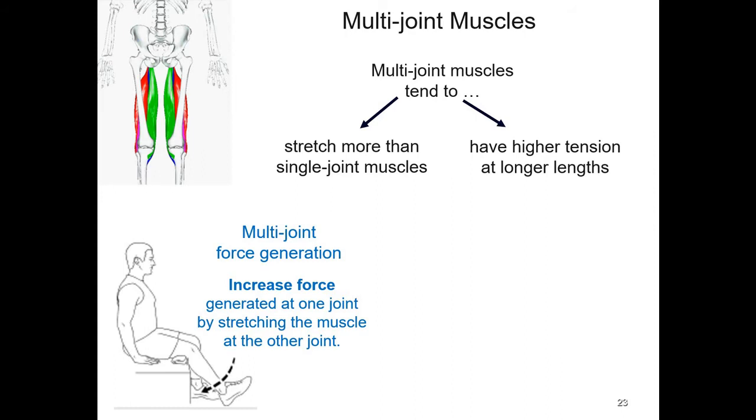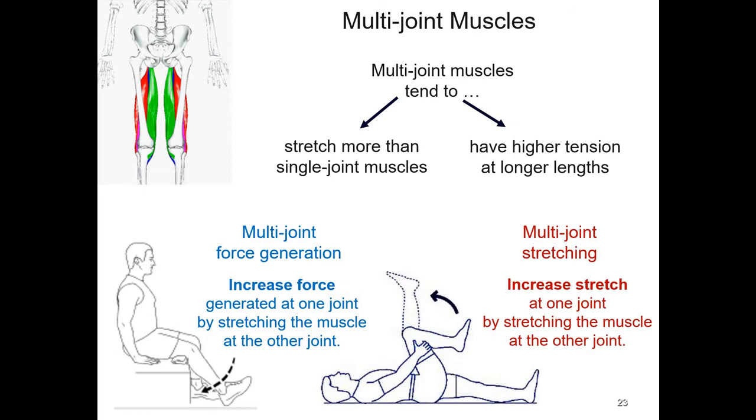Take the hamstrings that we see illustrated. If you bring the hip into flexion by sitting in a chair, the hamstring that spans the hip and the knee will be tightened. It will be passively tensioned. If you then perform a knee flexion, the force you will be able to produce will be increased.